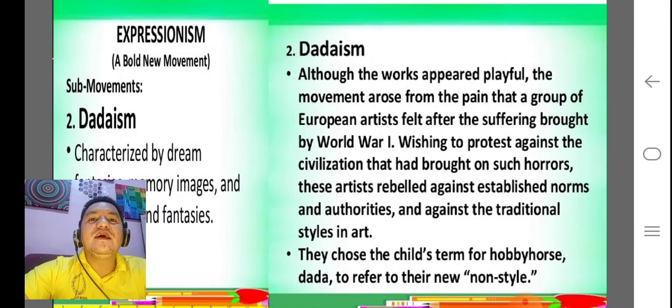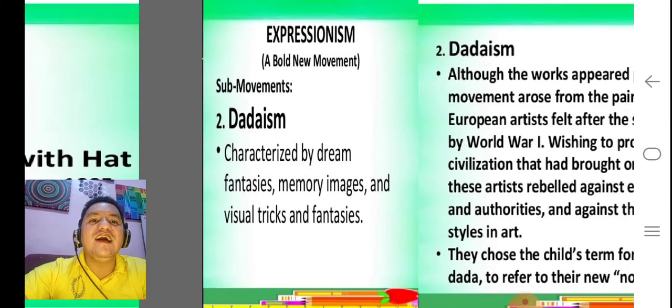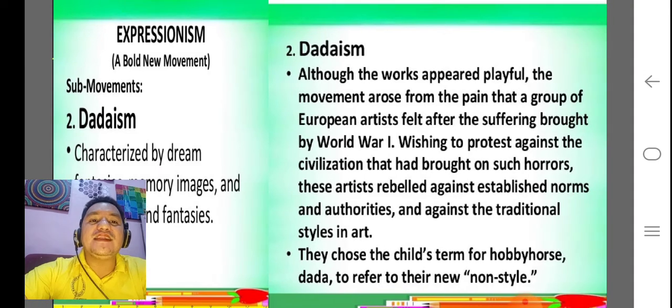Expressionism, next is the Dadaism. It is characterized by memory images, dreams, and fantasies. Take note of that, ha? Visual tricks and fantasies.